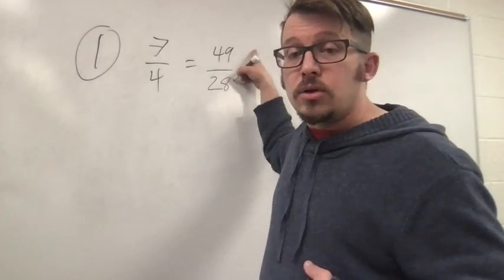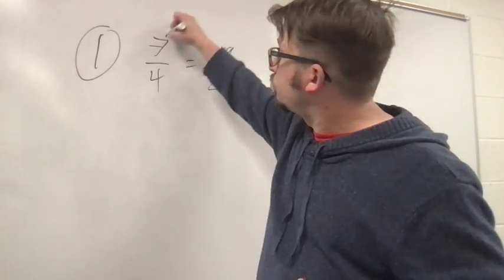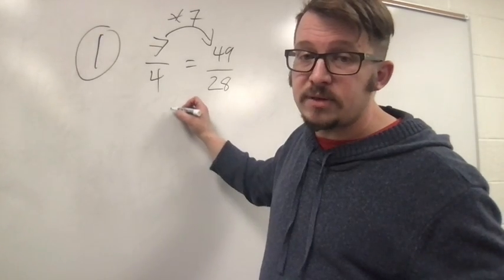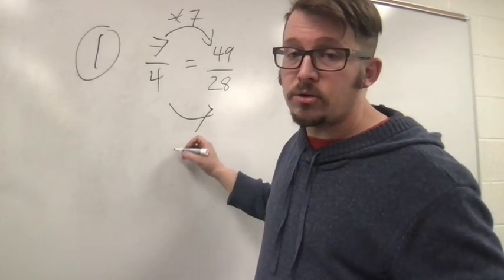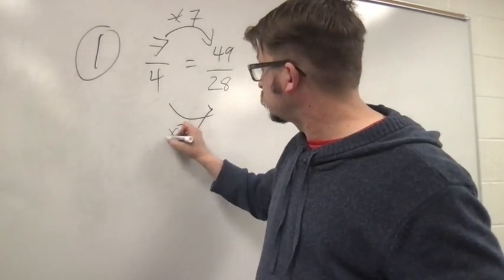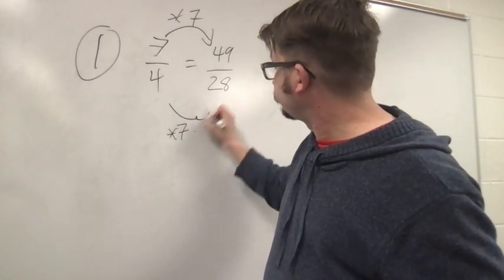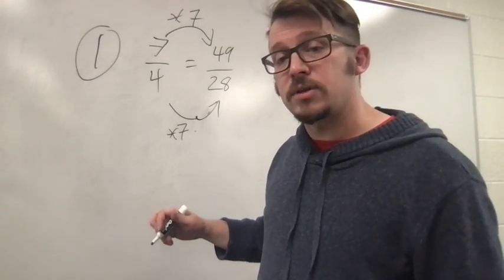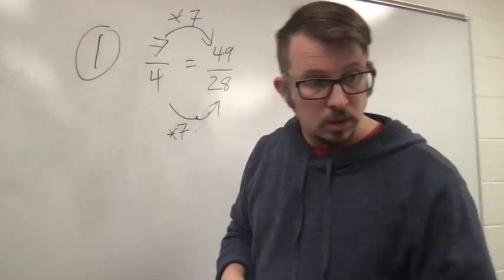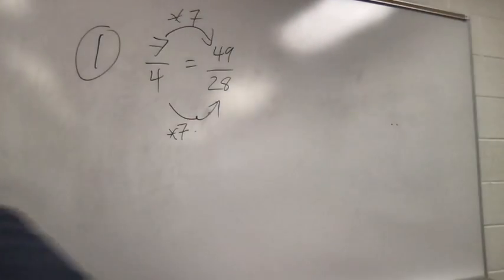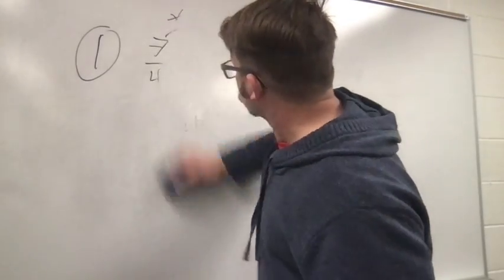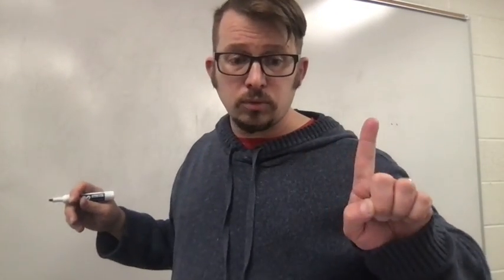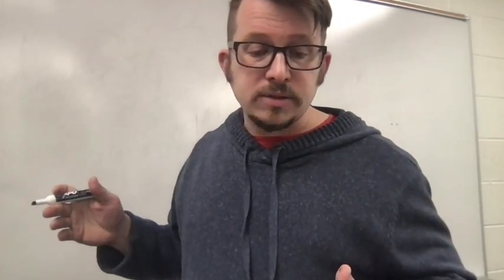That's really it. You can reduce this to 7 over 4, where you can say that you multiply by 7 upstairs and also multiply by 7 downstairs. 7 times 4 is 28, 7 times 7, 49. That works. Where'd my eraser go? That means the answer for number 1 was C.